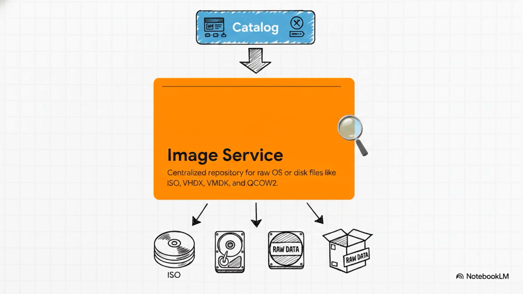It's literally the centralized repository for your raw operating system or disk files, stuff like ISOs, which are your optical disk images, and virtual hard disk formats like QCOW2 and VHDX. The catalog, though, sits a layer above that. It's a curated service holding standardized virtual machine, or VM, snapshots and images, specifically for self-service deployments. So think of it this way. The image service is your raw materials warehouse, and the catalog, that's your polished retail storefront.